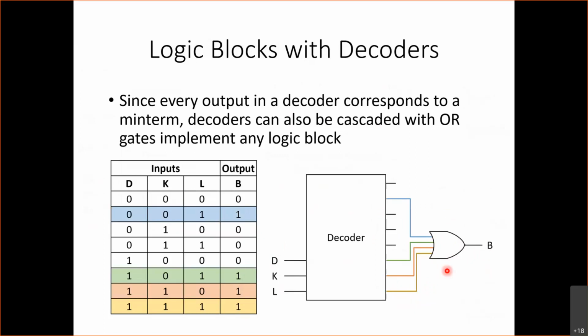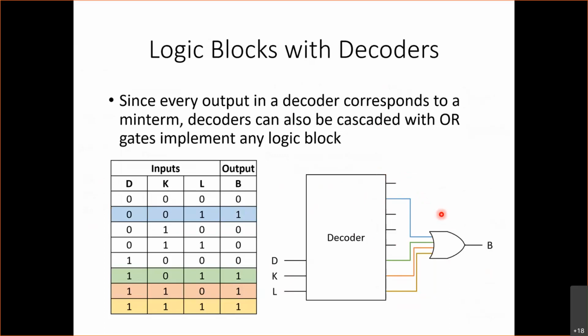Of course, this is not necessarily the most efficient way to implement the circuit, because over here we have many outputs of the decoder that are not used, which means that we have a lot of AND gates inside of the decoder that are not used. But if it happened to be the case that in the lab all you had was a decoder, or you were already decoding D, K, and L for some other reason, so you already had the decoder, then this would be a good way to implement the circuit using the decoder.